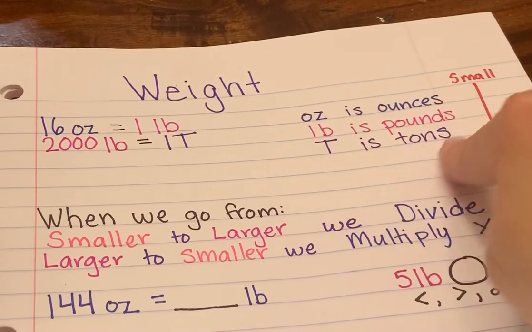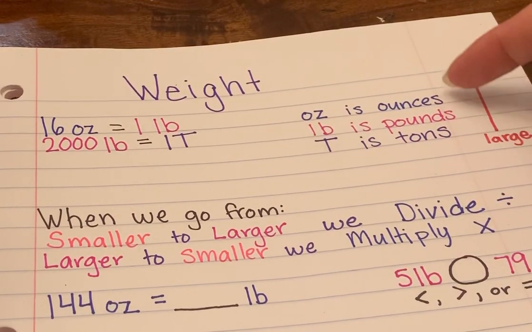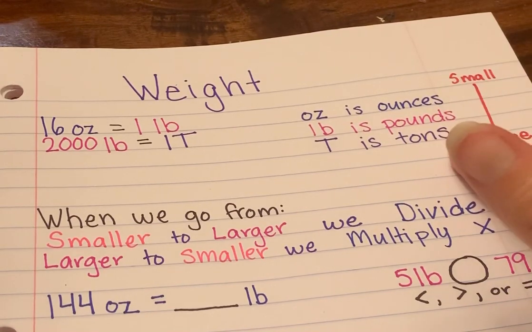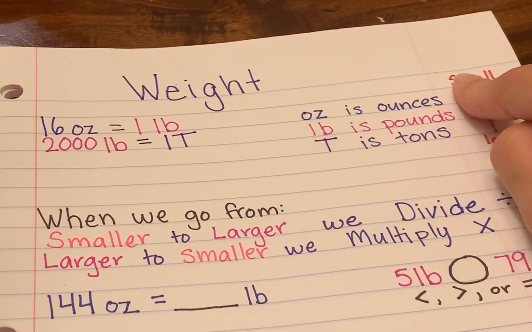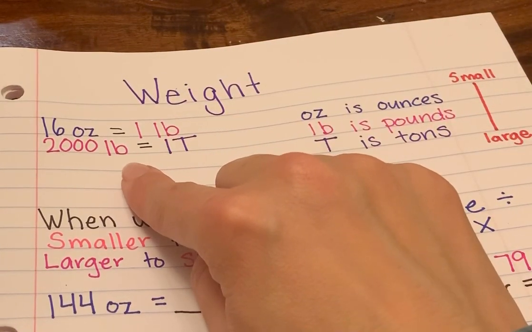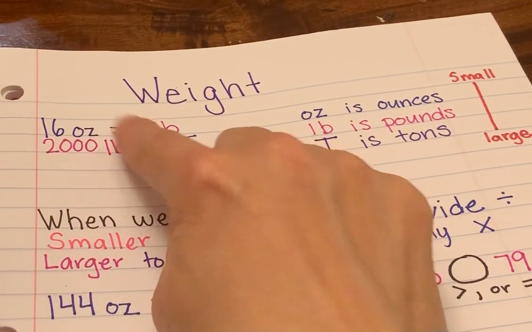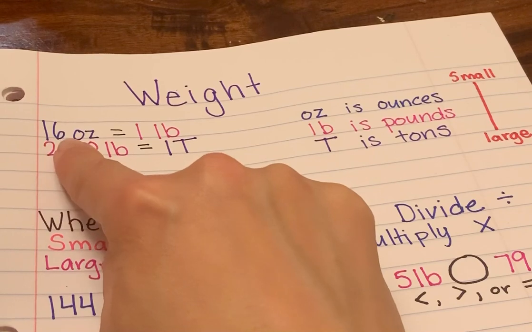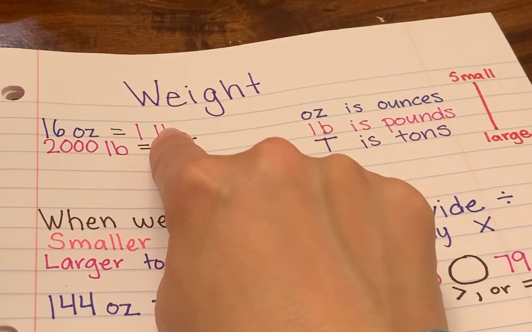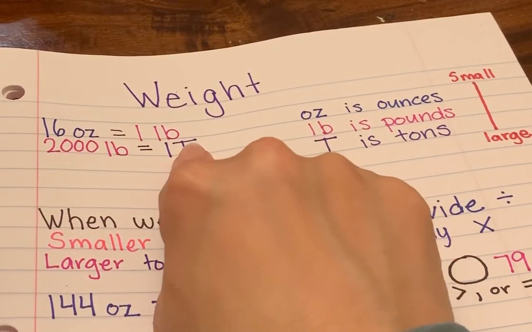Now this is our measurements from smallest to largest. If I go down this way, I know I'm dividing. If I go up, I'm going to be multiplying. Over here, my conversion chart is actually quite nice this time. There are only 3 measurements, or 2 jumps. 16 ounces is equivalent to 1 pound, and 2,000 pounds is equivalent to 1 ton.